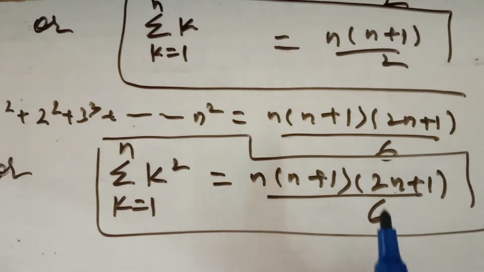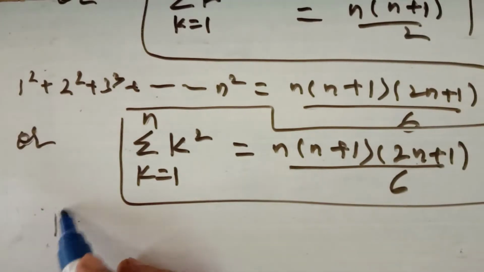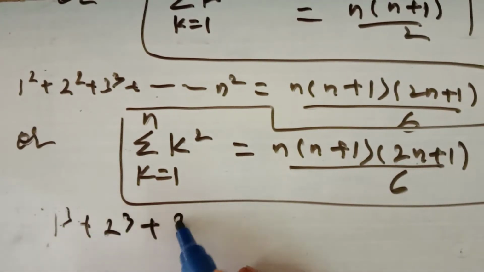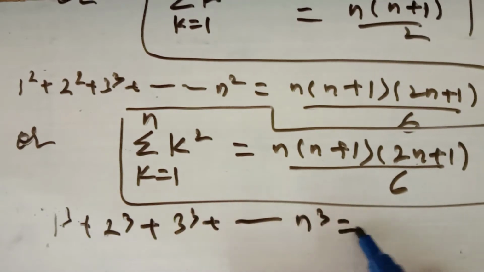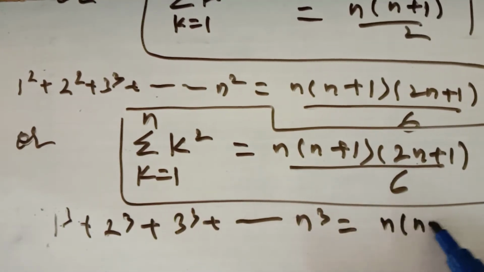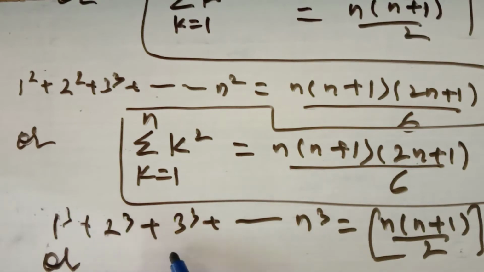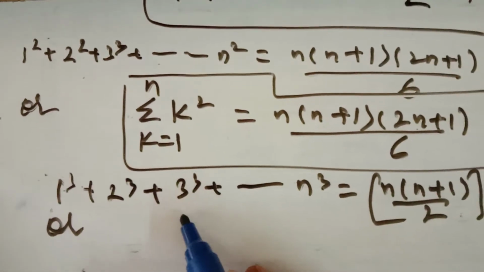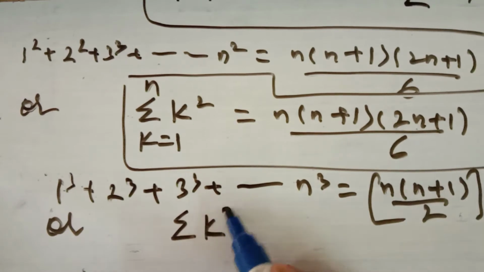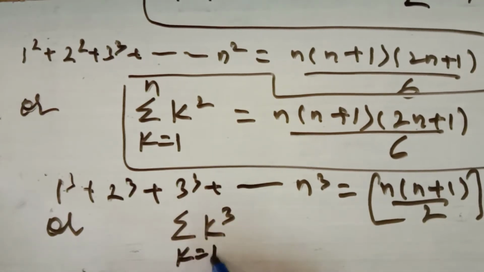I will give you some clue to obtain this formula. And the third is 1 cube plus 2 cube plus 3 cube up to n cube, meaning the sum of the cubes of the first n natural numbers, which is [n(n plus 1) upon 2] whole square. In short, we can write this as summation k cube, where the value of k is from 1 to n. This and this mean the same, and this is equal to this. This is the sum of the cubes of the first n natural numbers.